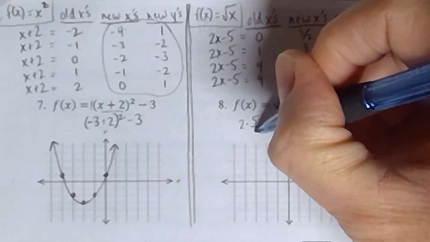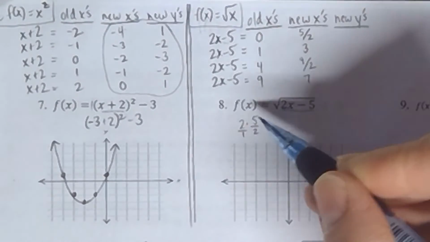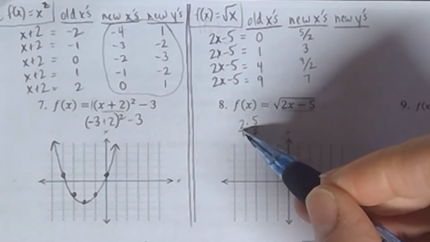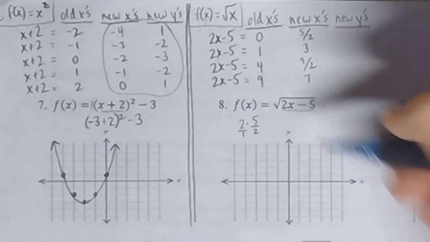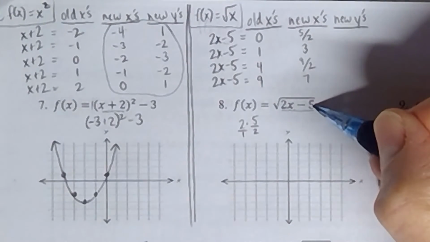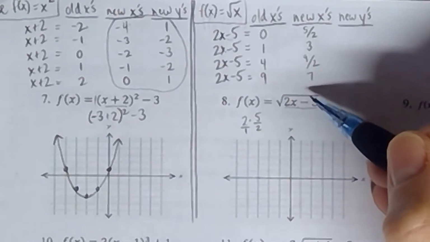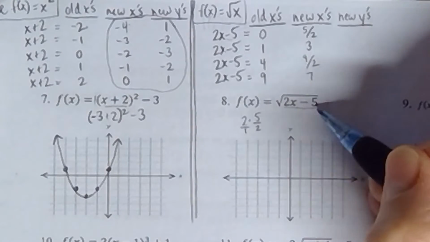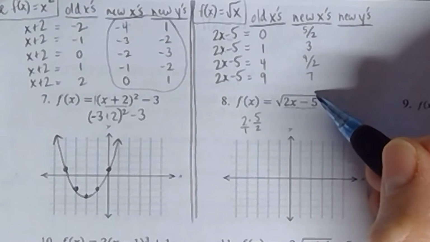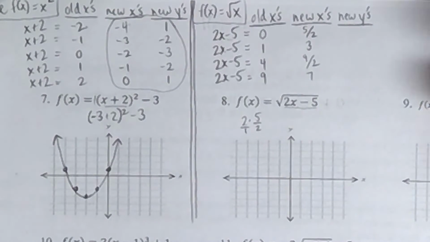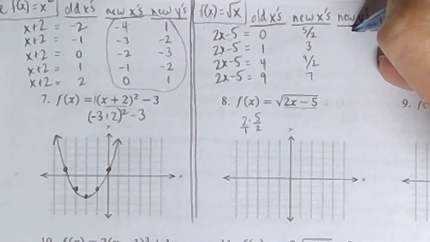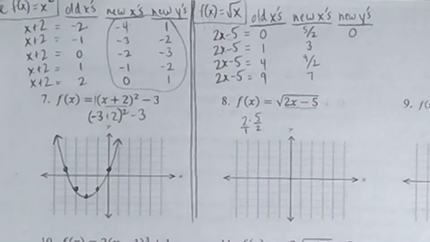Remember, when you multiply by a fraction, you make the 2 into a fraction also. And so that's why you get 10 over 2, which is 5. But 5 minus 5 is 0. And remember, you have to calculate the inside of a radical, figure out what it is, before you take the square root. Since it was 0, we then take the square root of 0, which is 0.